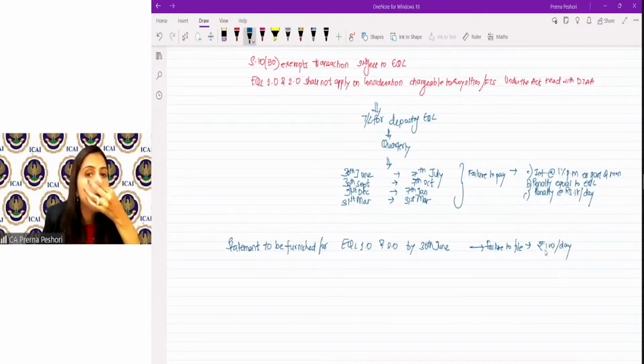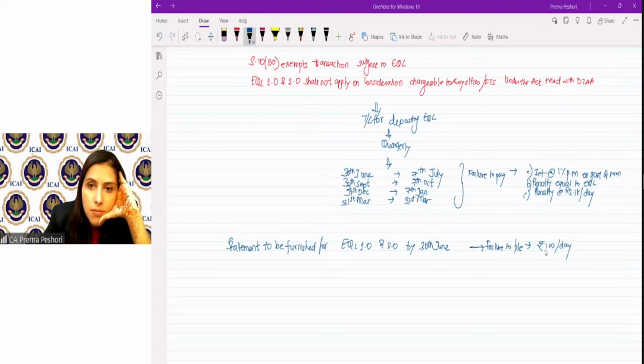Yes or no? Any doubt, students? Any question? Any doubt? Yes or no? Are we clear with this particular point? With the equalization levy? Yes or no? Yes, students?